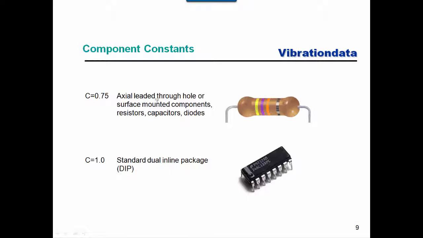So if we have an axial-leaded through-hole or surface-mounted component, including resistors, capacitors, diodes, C is equal to 0.75. And here I show just an axial-leaded resistor, and I probably should also add an image for a surface mount component, because those are all in the same grouping there. The standard dual inline package, C is equal to 1.0. Some part, I'm sure it's obsolete by now.